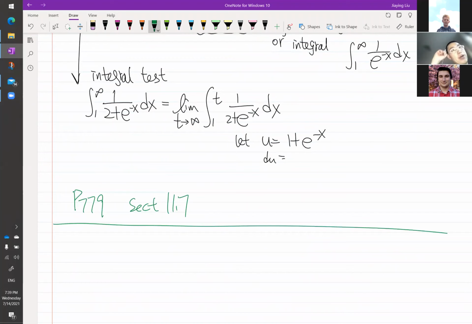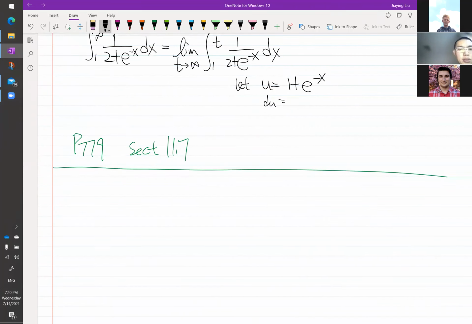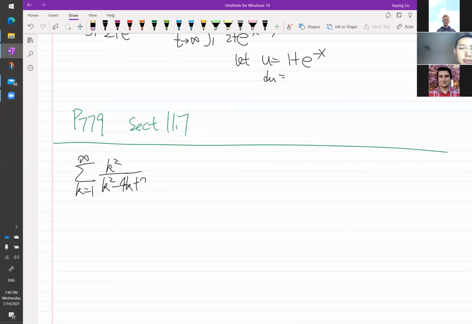All right, I think Sam has a question. I'll answer that first before I talk about the one from Jacob. Mine was the summation from k equals 1 to infinity of k squared over k squared minus 4k plus 8. This one? Yeah. Okay. So this one, well, let's just take a quick look, right?